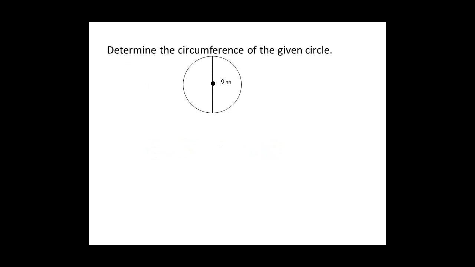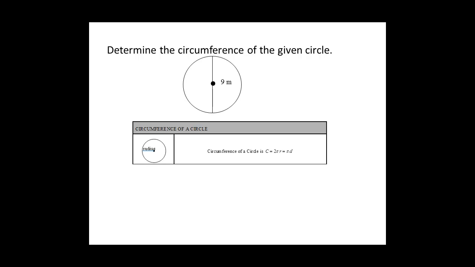Determine the circumference of the given circle. We are given the diameter of this circle to be 9 meters. An alternative form for the circumference of a circle is the circumference equals pi times d, where d is the diameter. In this problem, it would be easier for us to use the alternative formula, because we're given the diameter.